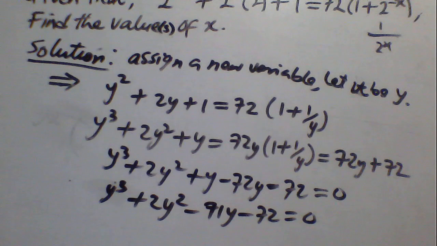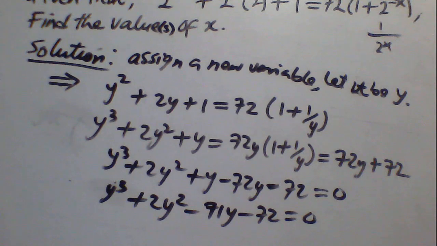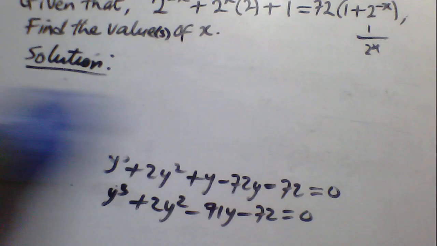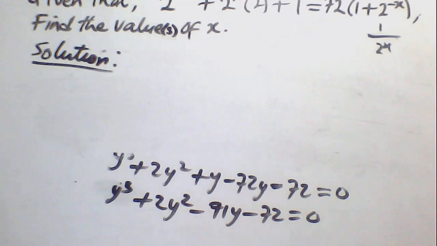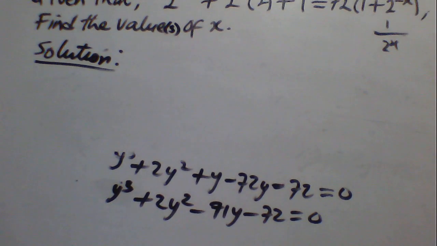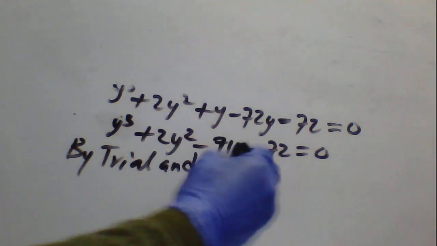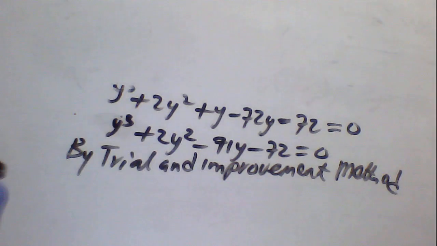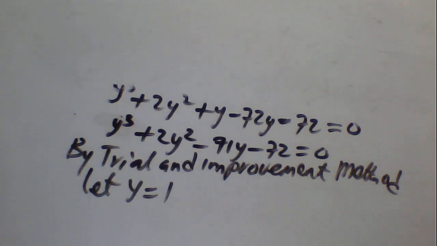So let us solve from here. How do we simplify from this point? So from here, to find the root of the equation, we have to use the trial and improvement method. So in that case, we can say let y equal to 1.